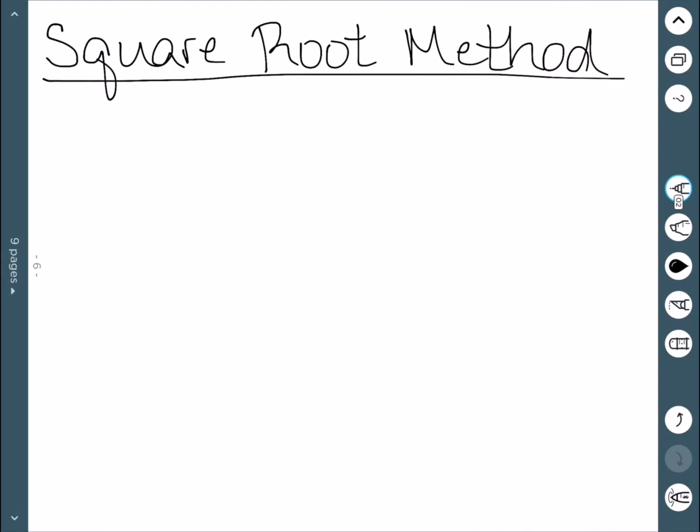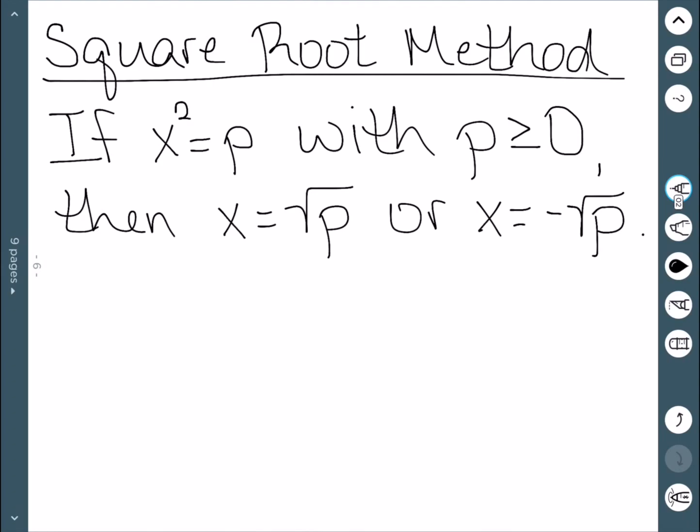The next way we'll look at solving these equations is using the square root method. This states that if we have a term x squared is equal to some number p that's greater than or equal to 0, then either x is equal to the square root of p or x is equal to negative square root of p. We often abbreviate this by writing x equal to plus or minus the square root of p. Basically, what this says is if the term on the left is a squared term and the term on the right is a non-negative number, then we can just take the square root of both sides.